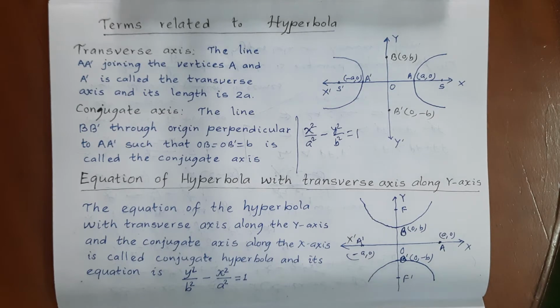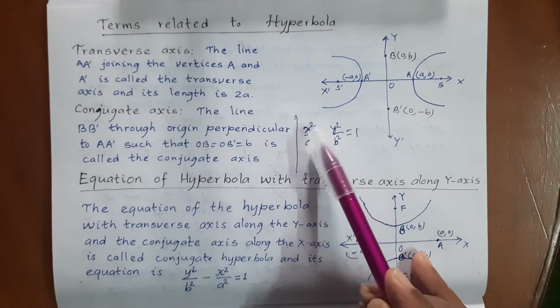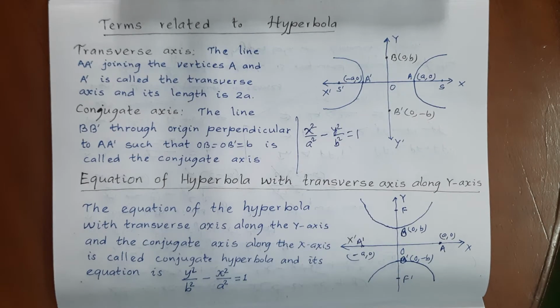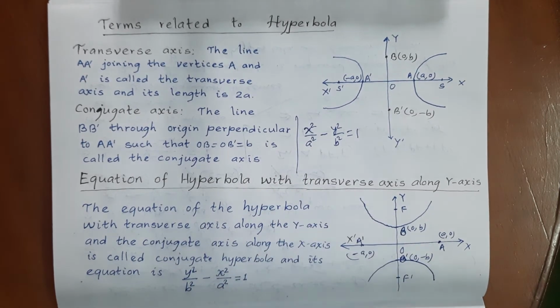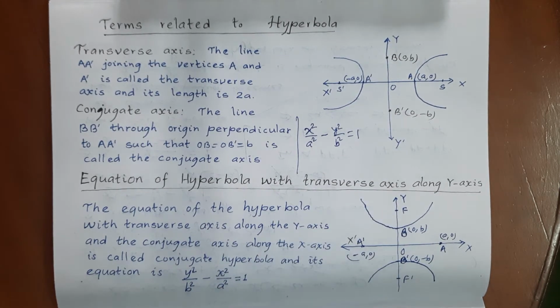So in a hyperbola, how the hyperbola opens is controlled by the sign of the x square and y square terms rather than the values of a square and b square. In an ellipse, the values of a square and b square are used to determine the major axis, but here the signs of the x square and y square terms determine the transverse axis of the hyperbola.